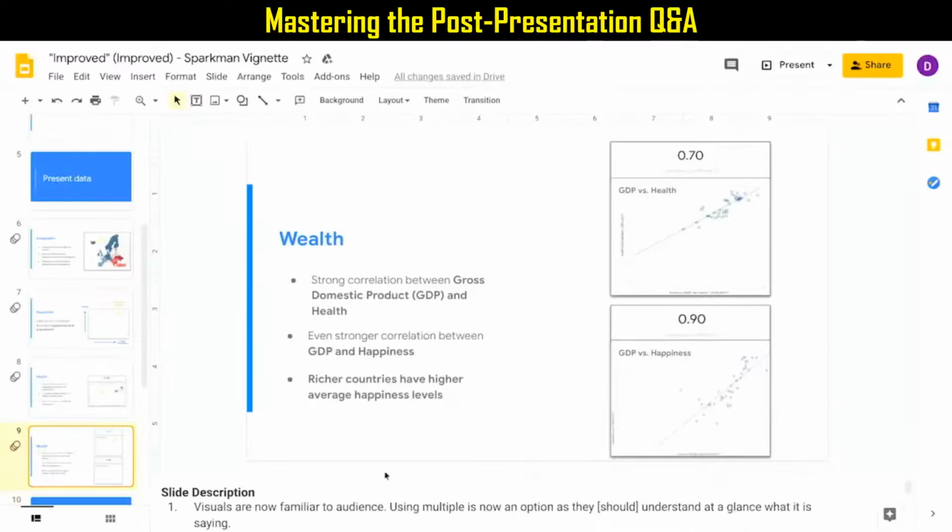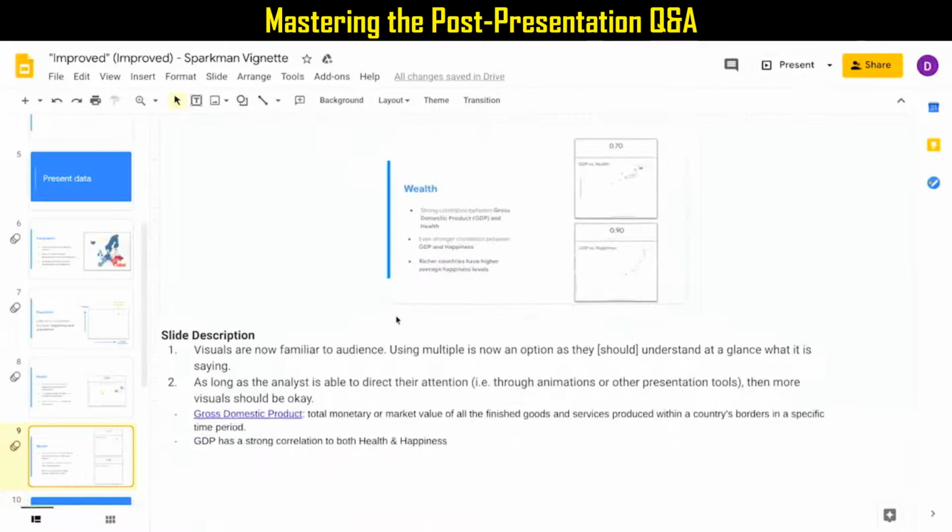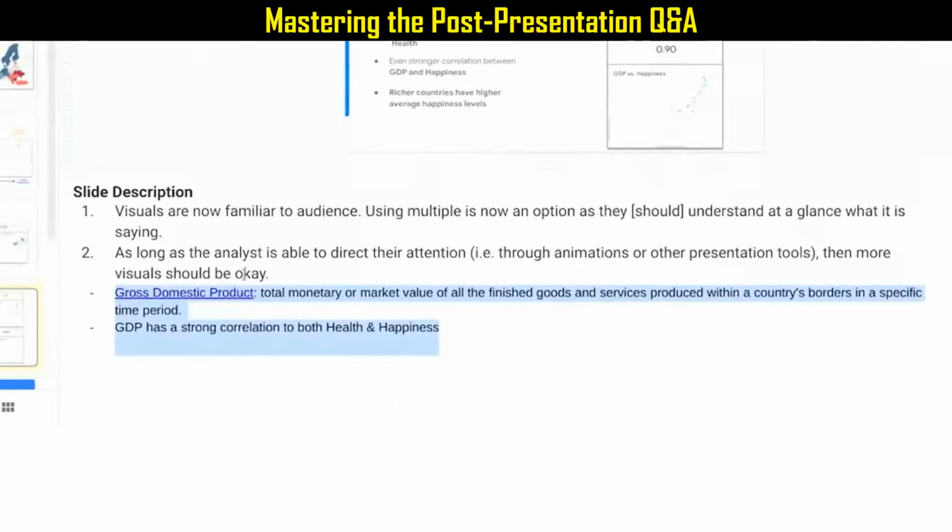In our speaker notes, we've added gross domestic product, total monetary or market value of all the finished goods and services produced within a country's borders in a specific period of time. We'll fully explain what GDP means as soon as this graphic comes up. That way, no one in our audience is confused by that acronym.